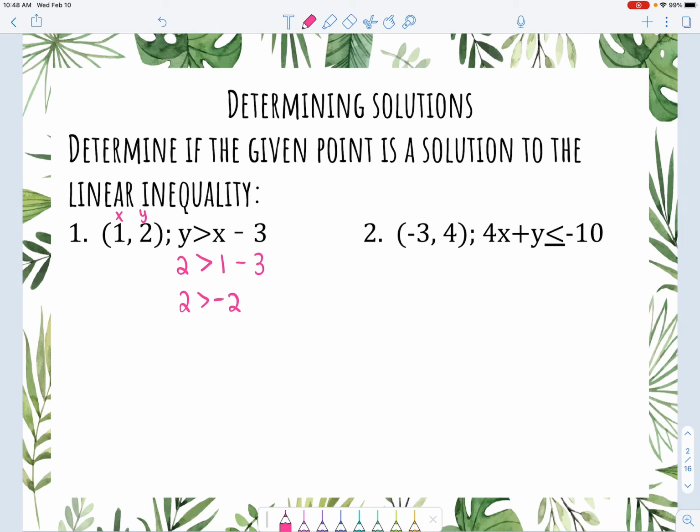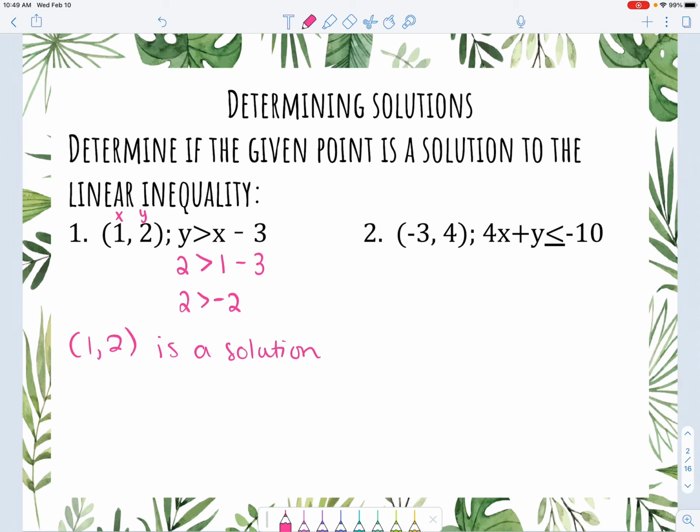Be careful. We can't just assume that it's false just because we don't have the same number on both sides. This is not an equation. This is an inequality. 2 is greater than negative 2. All positives are greater than negatives. So since this is a true inequality, 1, 2 is a solution.